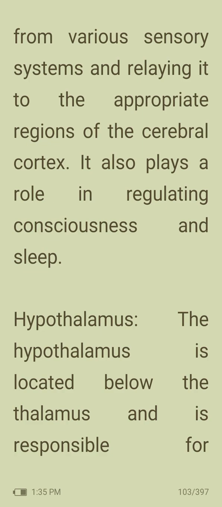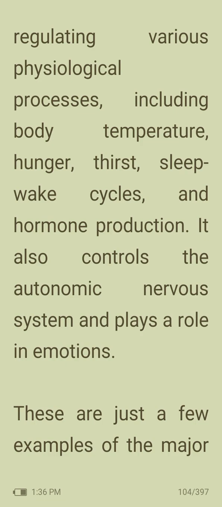Then, hypothalamus. The hypothalamus is located below the thalamus and is responsible for regulating various physiological processes including body temperature, hunger, thirst, sleep wake cycles, and hormone production. It also controls the autonomic nervous system and plays a role in emotions.